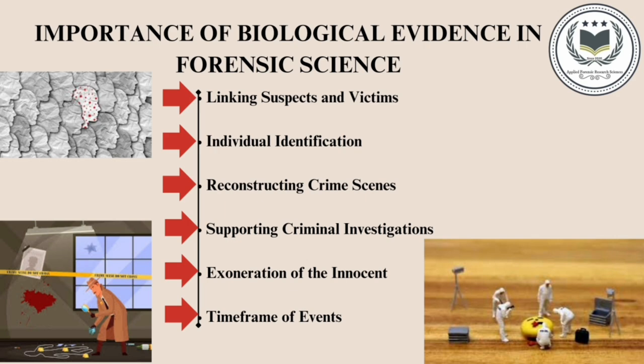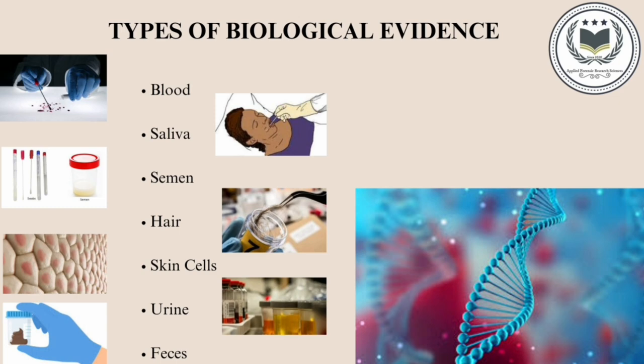The last point is time frame of events. Analyzing biological evidence can help establish a time frame of events leading up to the crime. For example, the condition of biological materials can indicate when a crime occurred, while specific biological markers may reveal the time of interaction between the suspect and victim. Understanding the chronology of events is critical for constructing a timeline that assists in crime investigation and provides context for the crime.